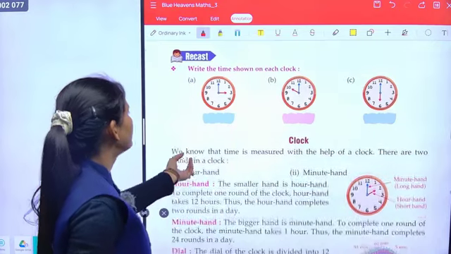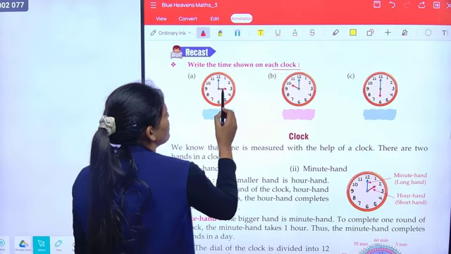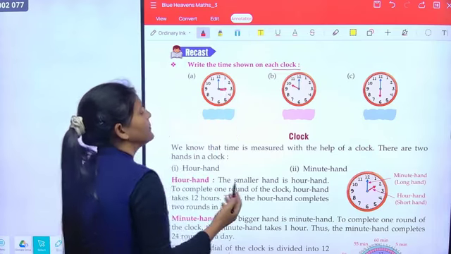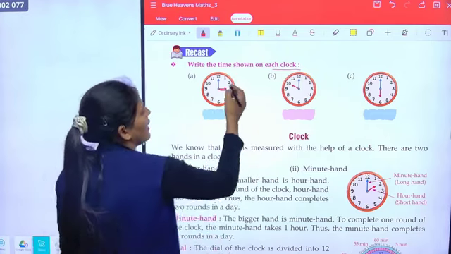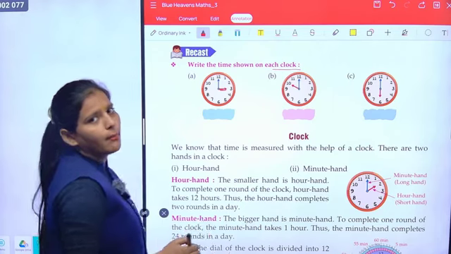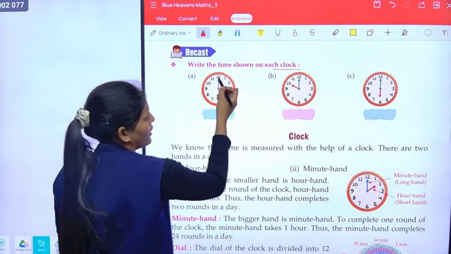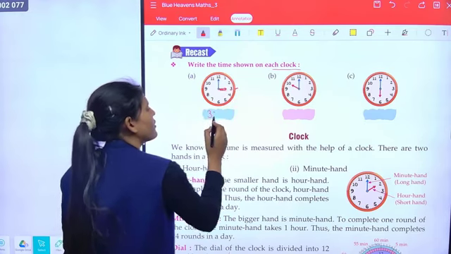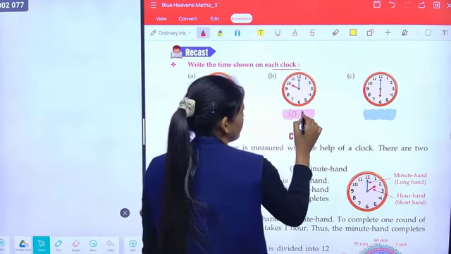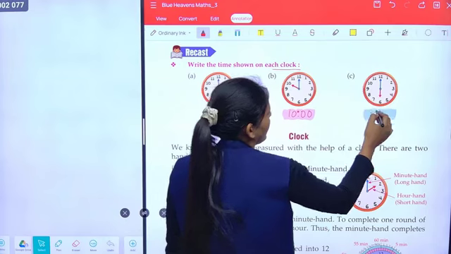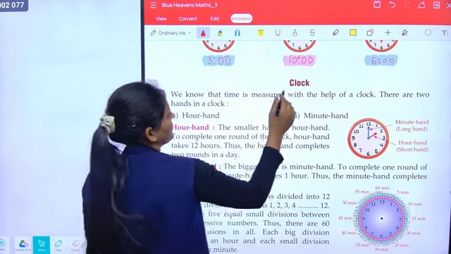Write the time shown in each clock. It is now students, ये जो छोटे निडल होती है, ये जो हैंड होता है, ये क्या होता है? आर हैंड होता है, और जो बड़ा होता है हैंड, ये हमारा होता है मिनट्स हैंड. तो यहाँ पर क्या हो रहा है? जब छोटे पे है ये 3 और ये 12 पे, तो यहाँ पे क्या हो रहा है? 3 o'clock. And here is 10 o'clock. And here is 6 o'clock. यहाँ पर 6.